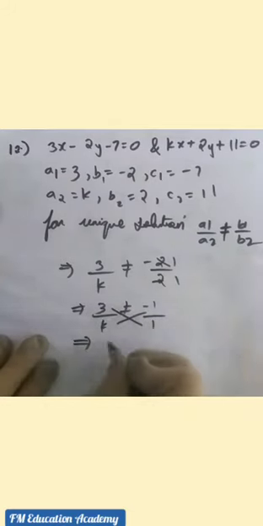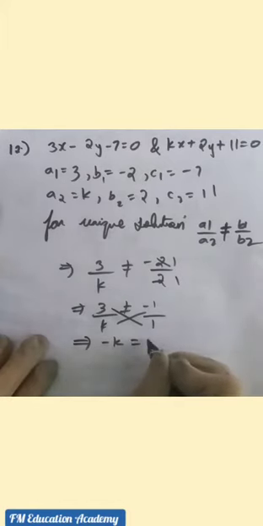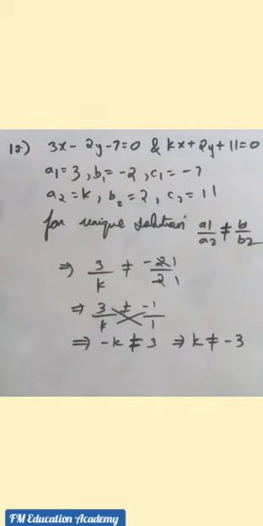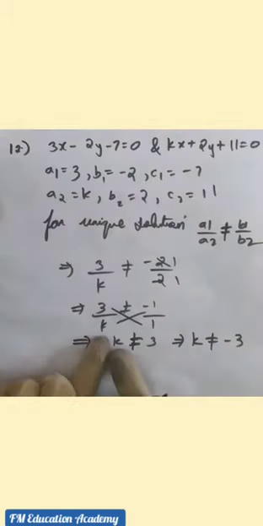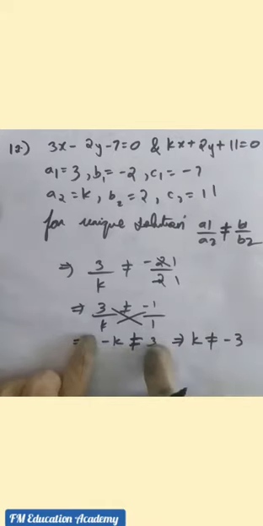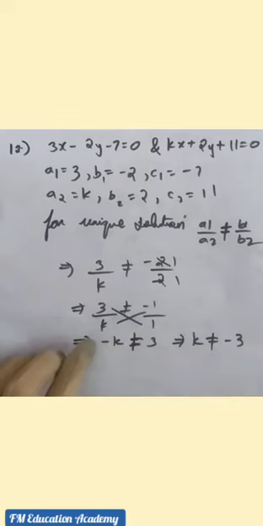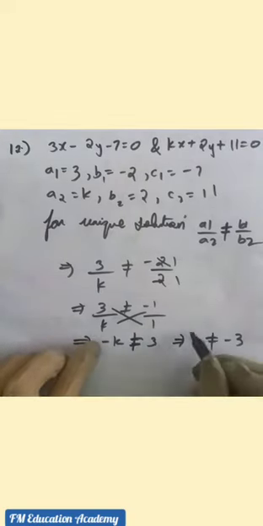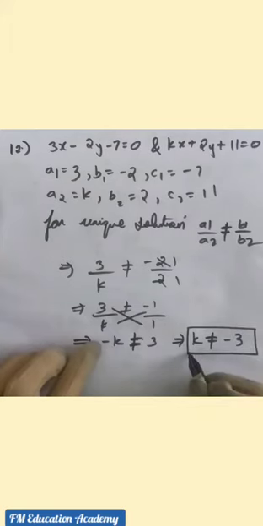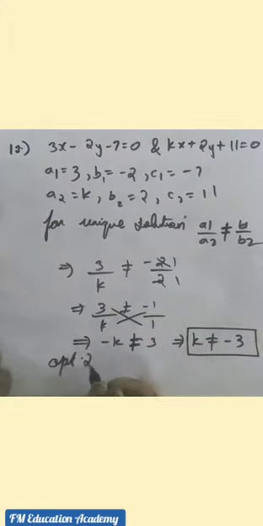Cross multiply. k into minus 1 is minus k, 3 into 1 is 3. Or we can write k is not equal to minus 3, because minus 3 if it goes that side will be minus only. Don't think that minus when it goes to the other side becomes plus. No, it's not correct, remember that. Even if minus is there in k, sending it that side, it will be minus 3 only. So the answer is k is not equal to minus 3. That is option 2. Option 2 is correct here.